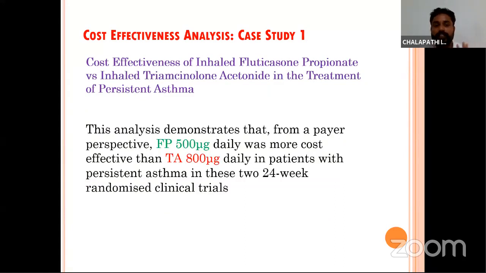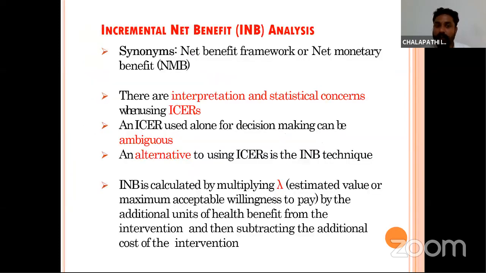So this was their analysis from a payer perspective. FP was more cost effective than TA in patients with persistent asthma in this 24-week randomized controlled trial. So this is how we do a cost effectiveness analysis. This is one example.